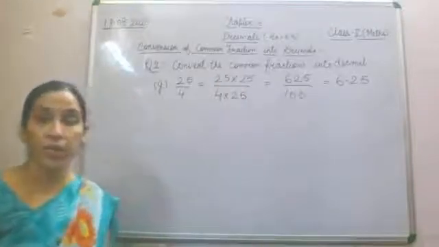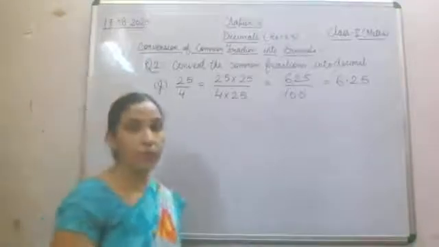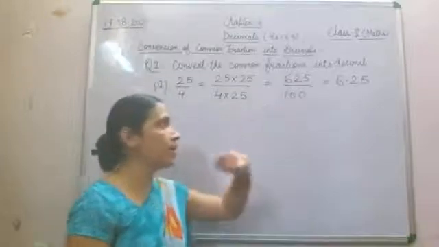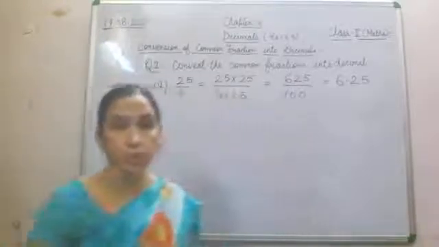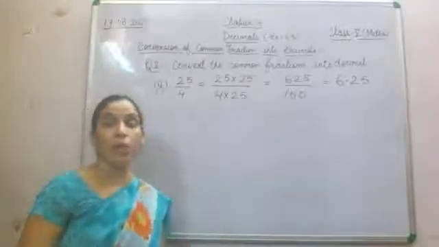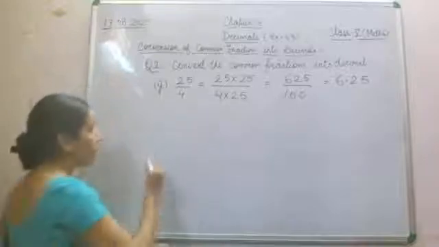Then we will do the multiplication. You all can do it. 25 will be multiplied by 25. You will get 625, that will be divided by 100. Count from the back 1, 2 and put the decimal: 6.25. That will be your answer in decimal. And let's start H part.